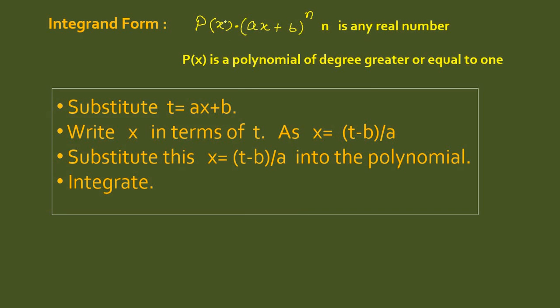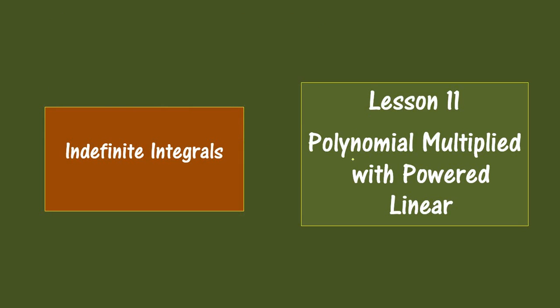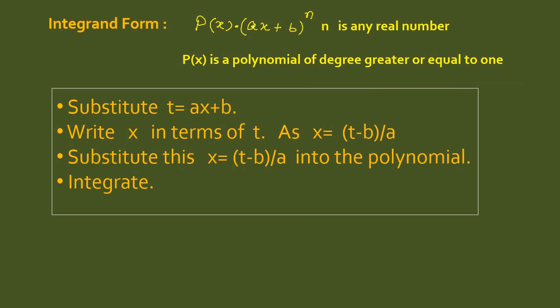Suppose I have any polynomial p(x) times the linear (ax plus b) to the power n. You can see the topic: the polynomial multiplied with powered linear. The power linear means that there is a linear thing, ax plus b, on which there is a power n, and of course n can be any real number, and this p(x) is any polynomial of degree greater than or equal to 1.